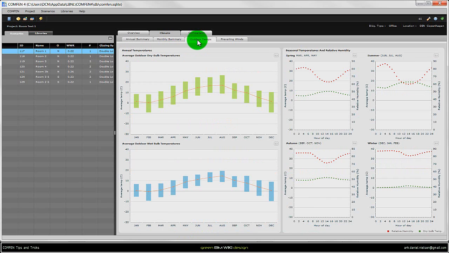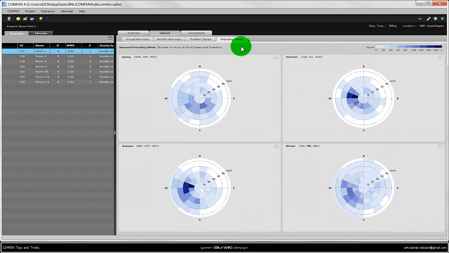Outdoor temperatures, more into detail, the relation between the temperatures and the relative humidity here for the 4 seasons, and this shows the average outdoor dry bulb temperatures and the wet bulb temperatures that have a relation to the relative humidity. And on the last tab we have prevailing winds for the 4 seasons.